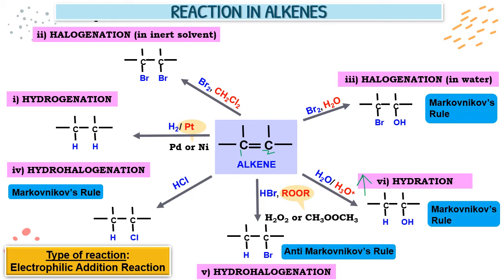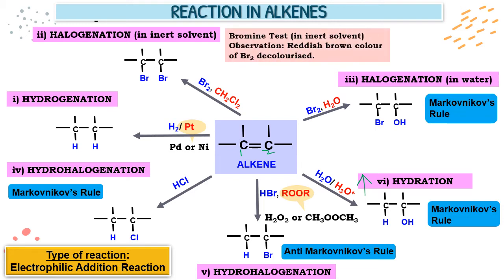So next, what I'm going to show you is the test. Like I mentioned before, in the learning outcome, we have unsaturation test, to determine that the compound has a carbon-carbon double bond. From this reaction, we actually have 2 tests. The first one is here: we have bromine test in inert solvent. This reaction, the halogenation in inert solvent, is also called the bromine test, to show that the compound that we have is an alkene.